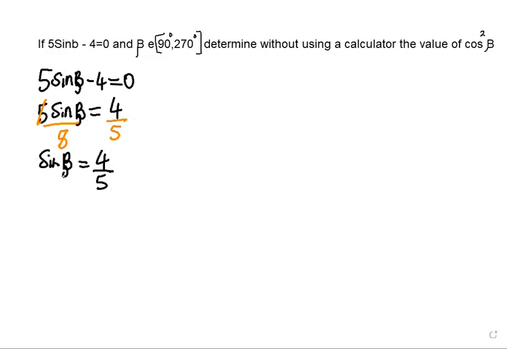Now, we know that sine is opposite over hypotenuse, so that will become the opposite side over the hypotenuse side. Then from here, we're just going to use the theorem of Pythagoras, which is r squared is equal to x squared plus y squared, to get the value of x.